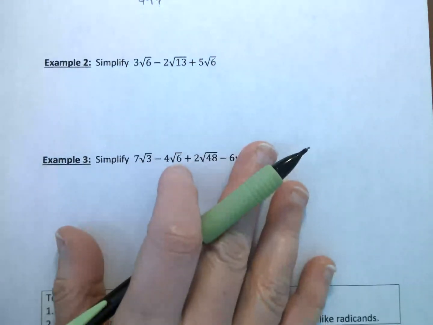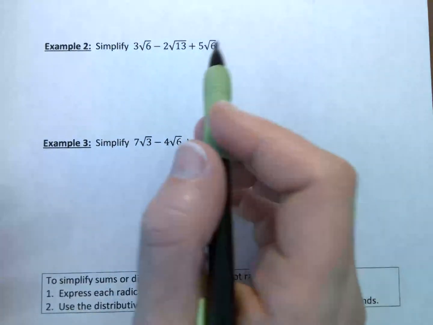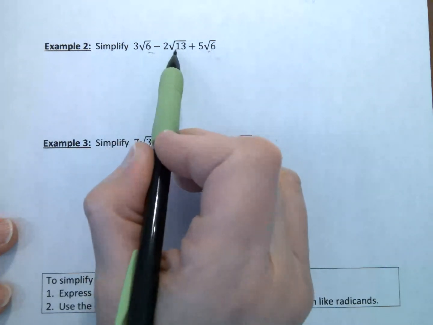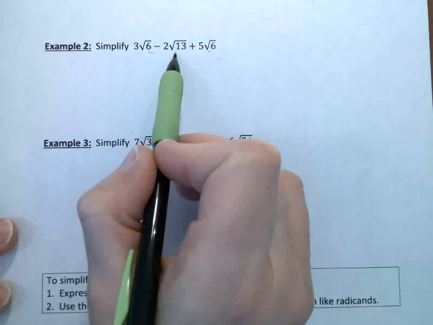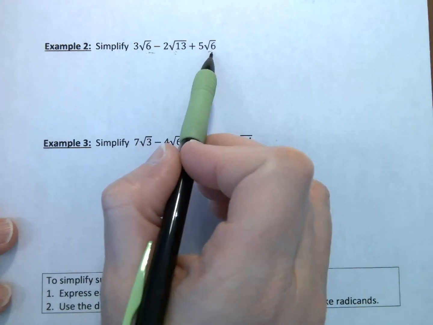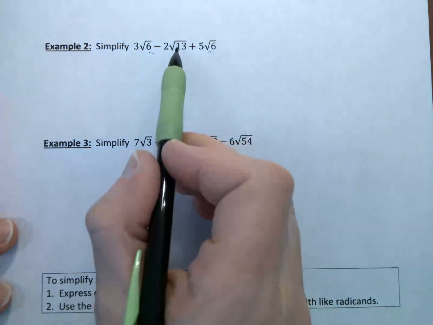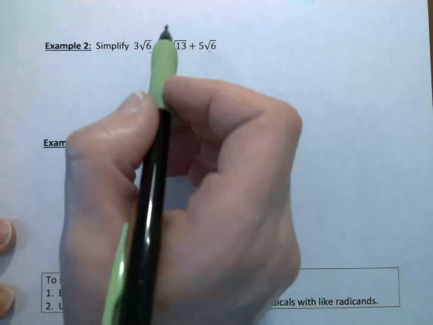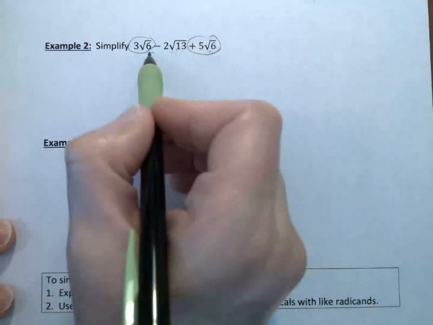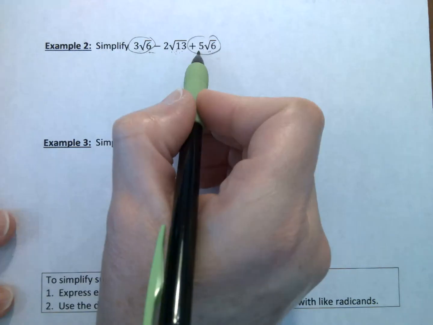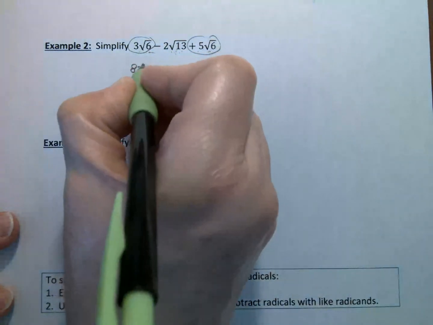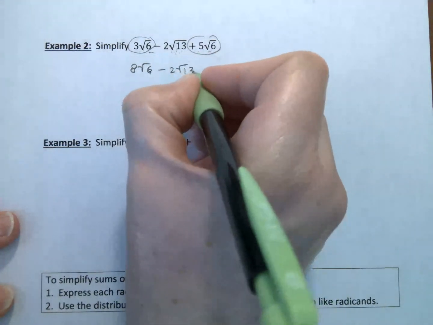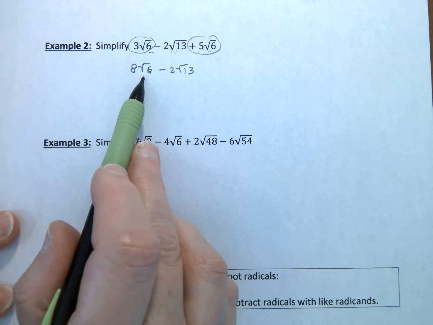So here I have a bunch of radicals that I'm adding together, and notice that these two are like terms because they're both square root of 6. This one is not. So the first thing I'm going to do is look at this and see, can I simplify this so that I have the same radical? And I can't because 13 is a prime number, so I can't factor anything out. So what I'm going to do is add my like terms. So these are my like terms. I have 3 square root of 6 and 5 square root of 6, which gives me 8 square root of 6. And I'm going to subtract the 2 square root of 13. And that's all I can do. There's nothing more that I can do with that.